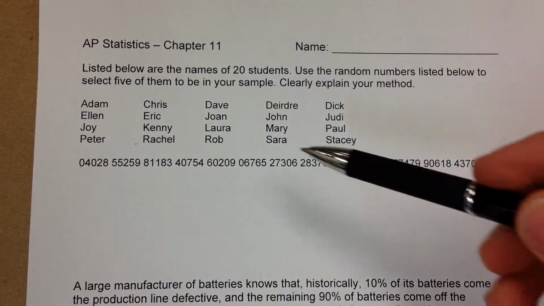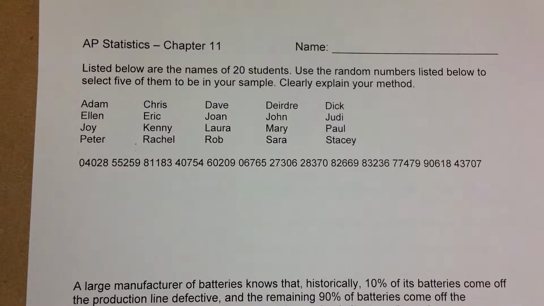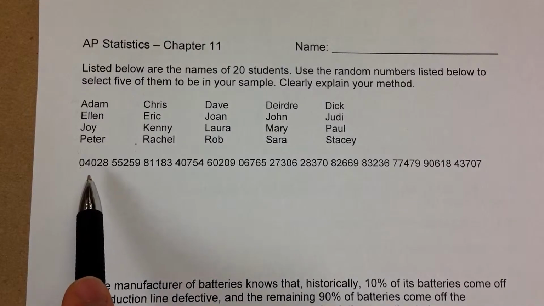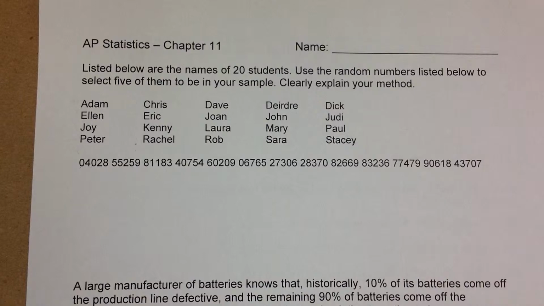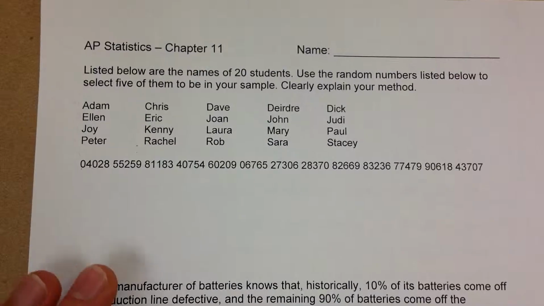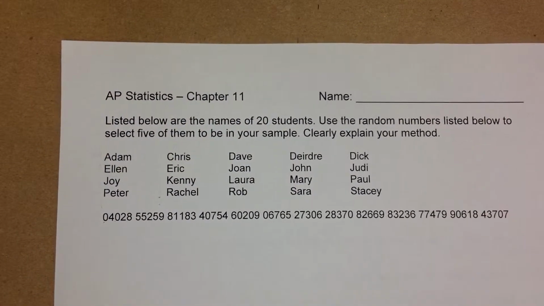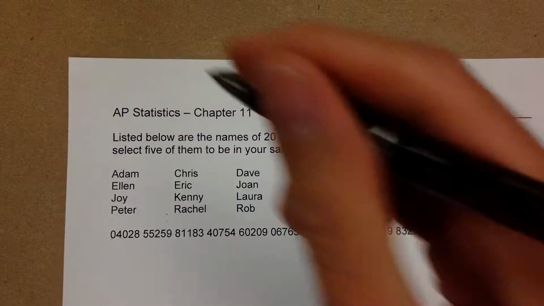As you can see, we have 20 individuals with their names. We want 5 in a sample, a random sample, and we're given a string of random digits to aid in that goal. With whatever method you choose, there are 2 main requirements. One, that each individual has the same chance of being selected.